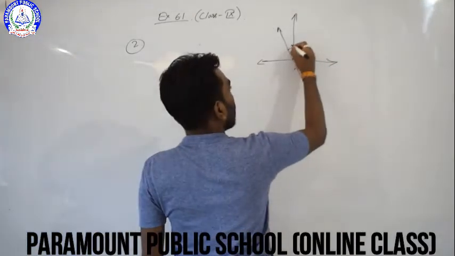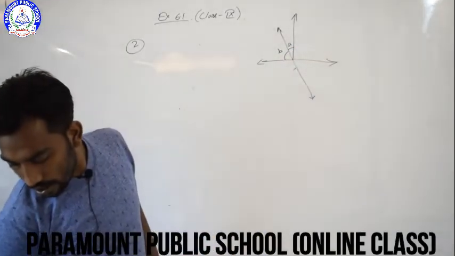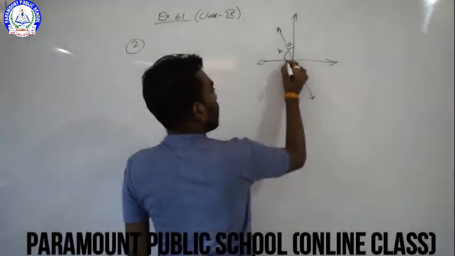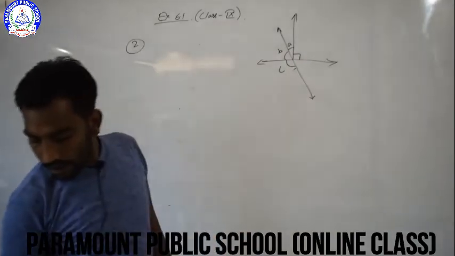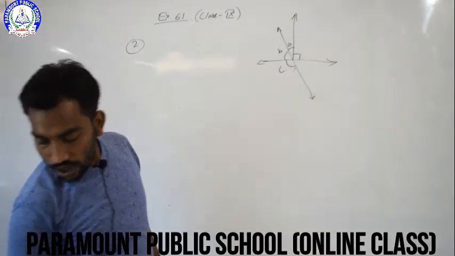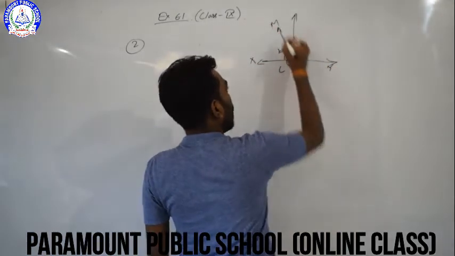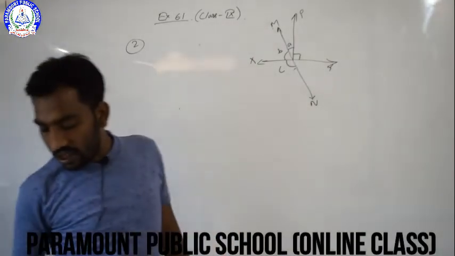AB, this angle is called A, this is called B. This angle is C, this is 90 degree. Okay, X, Y, M, N, name is X, Y, M, N, and this is P. So let us read the question first.